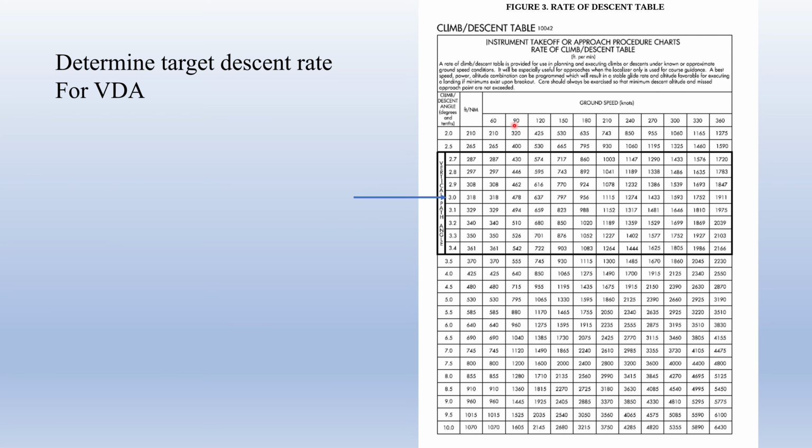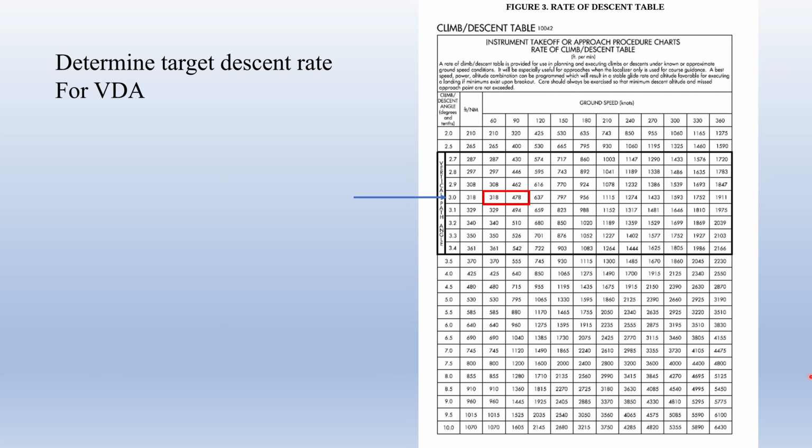You'll notice we have 60 knots and 90 knots. Unfortunately, we are flying the approach at 70 knots of ground speed, roughly. So we'll need to average these two numbers, and that will give us the descent rate for 75 knots, but that will get us close enough. You don't have to be super precise on this.